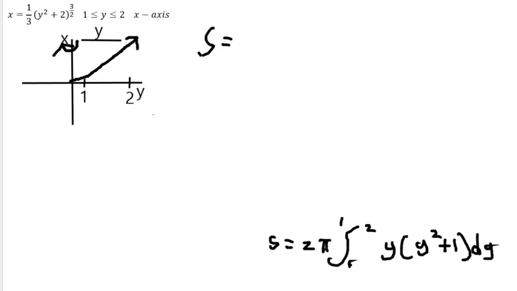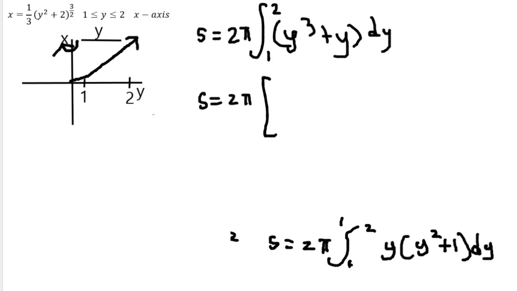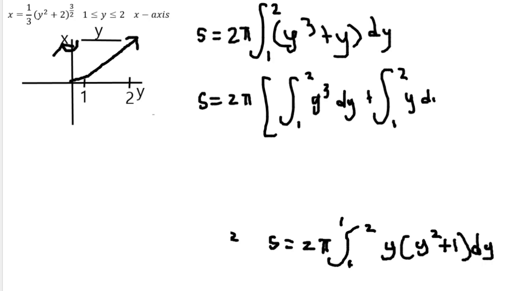Okay, so the surface area of revolution is going to be 2 pi times the integral from 1 to 2 of y cubed plus y dy. Okay, we can just distribute dy. So we get 2 pi, then let's distribute the integral sign too. So we got the integral from 1 to 2 of y cubed dy plus the integral from 1 to 2 of y dy.